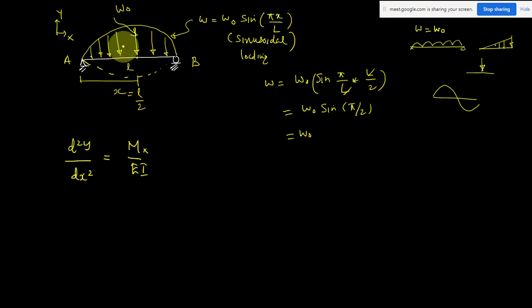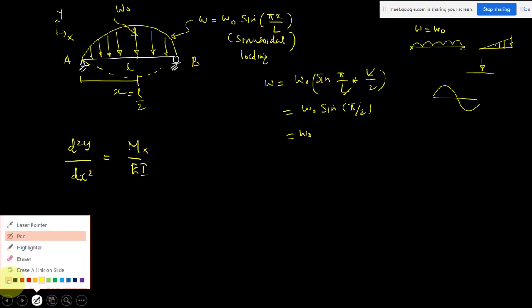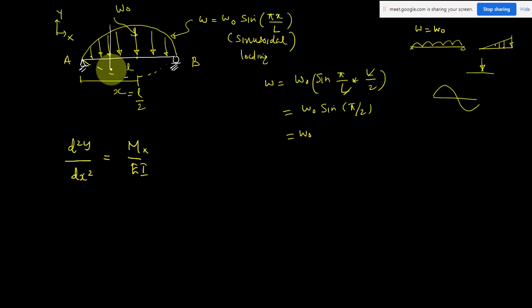complex. If you take a section, how will you write the moment equation? If you take a section here at a distance x from this, then you have to find the support reaction Ra into x minus the load intensity moment in the negative. That is your moment equation.